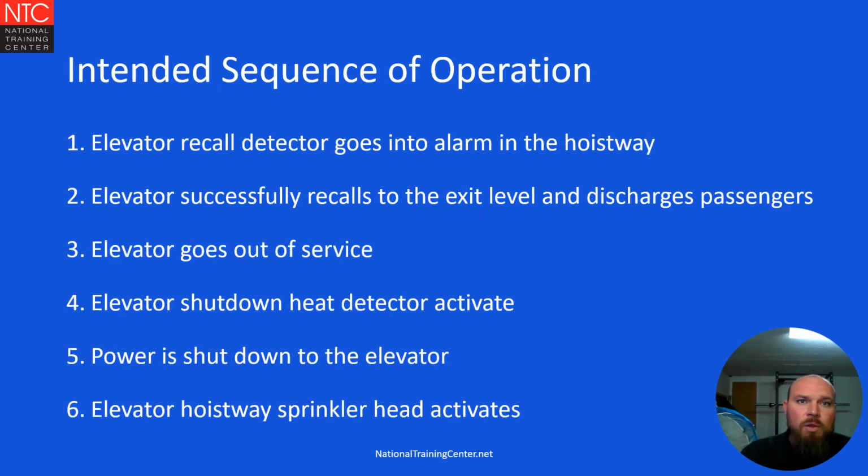Now, the way that we want elevator recall, shutdown, and everything to occur is, step one, the elevator recall detector goes into alarm in the hoistway. The elevator will then be successfully recalled to the exit level and discharge any passengers. At that point, nobody else can use the elevator except for the fire department. Elevator shutdown occurs when the heat detector activates, power to the elevator is then shut off, and the elevator hoistway sprinkler head will eventually activate.